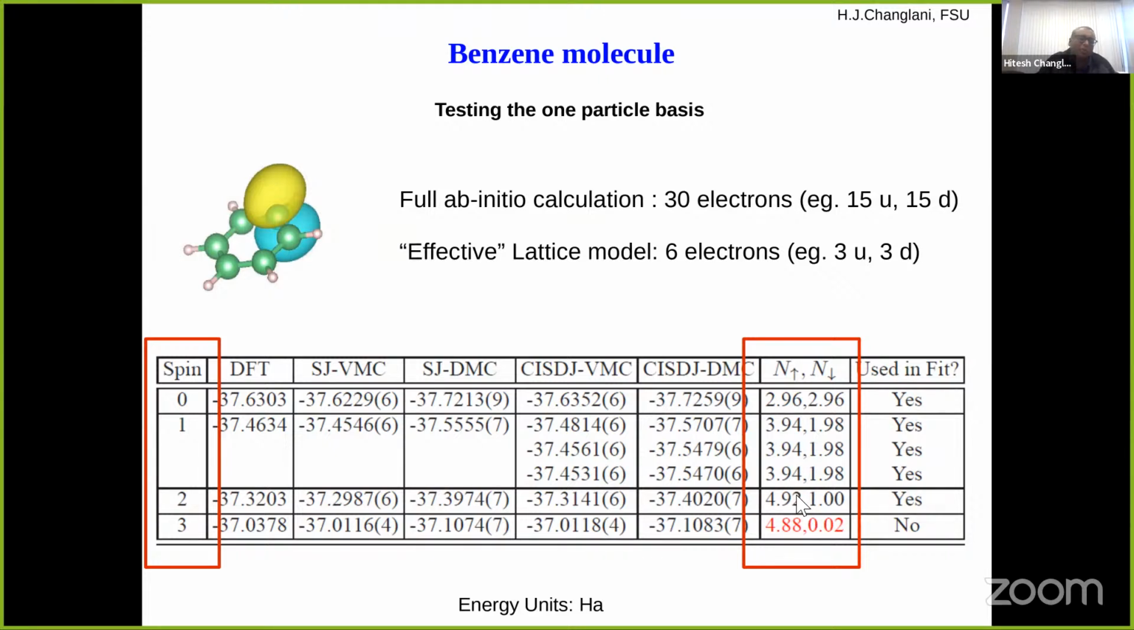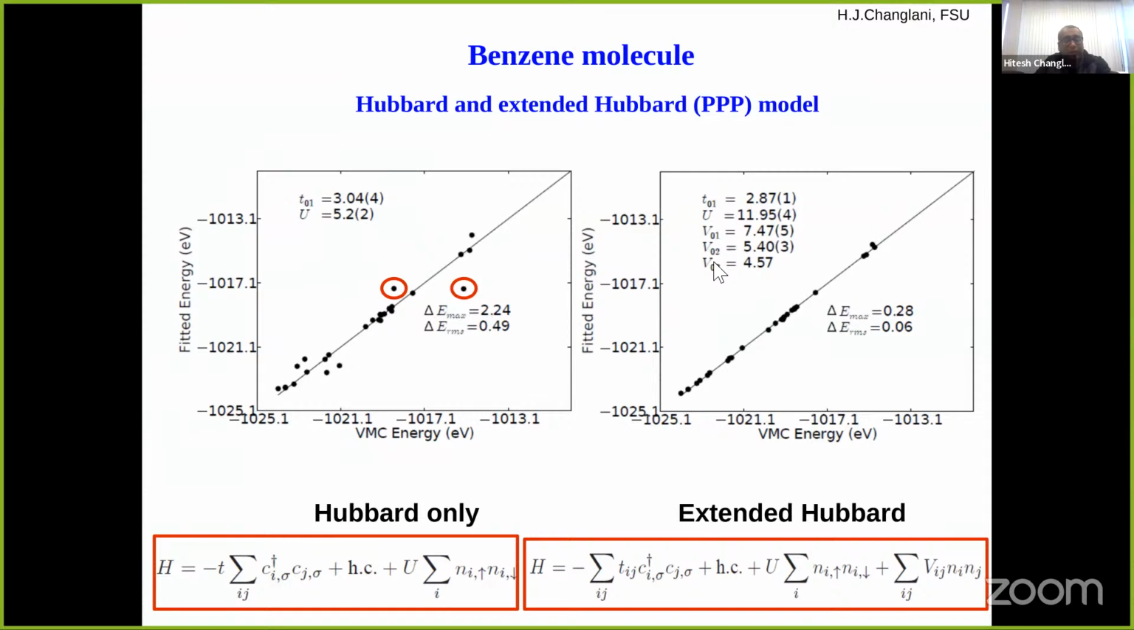In other cases, also, it doesn't perfectly match up to 6. So that means there's some coupling. It's not perfectly decoupled, the high energy part of the space and the low energy part of the space, but it's reasonable. It's closer to 6 than what this red value is. So these are the sort of diagnostics that our method can give.